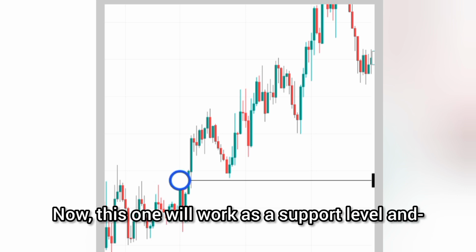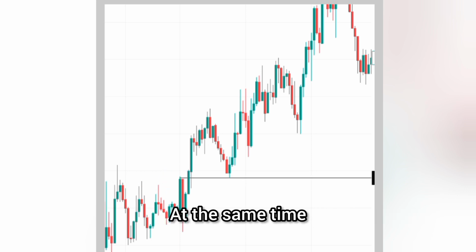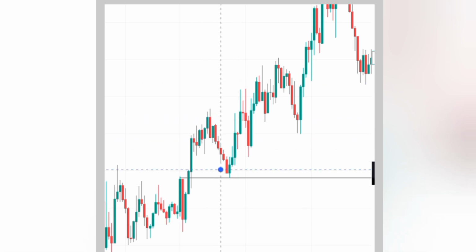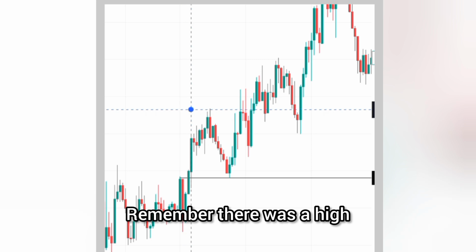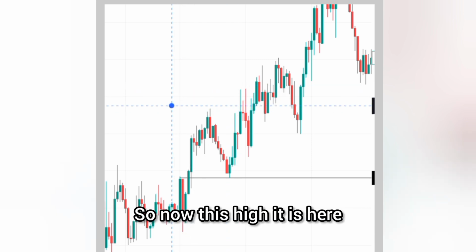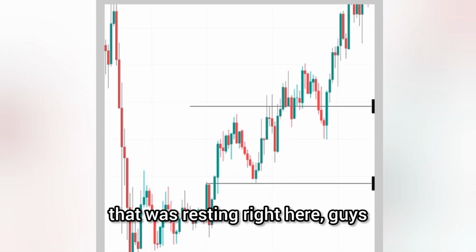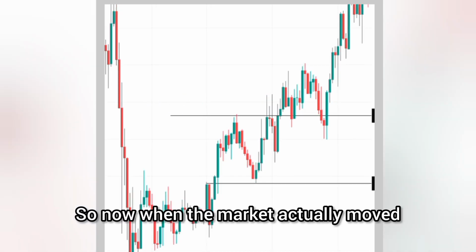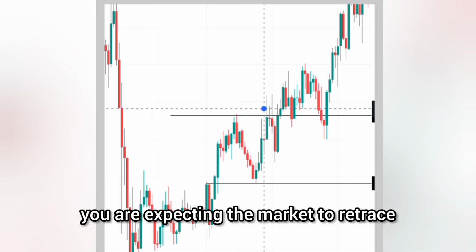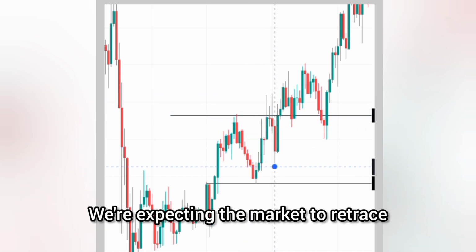Now this will work as a support level, and at the same time it will work as my low. Here you are expecting the market to buy and pass this high. Remember, there was a high that was resting right here, guys. So when the market bought, it bought and passed this high right here. And when it passes this high, you are expecting the market to retrace.